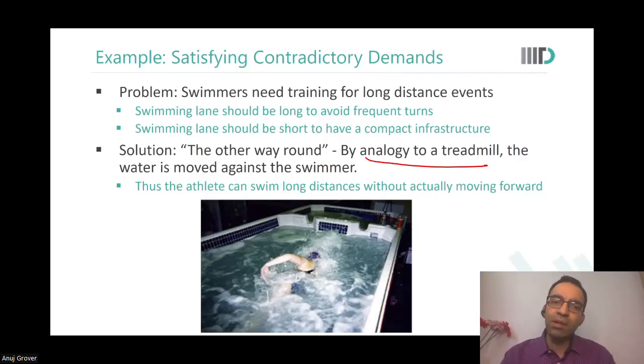So can we use the same analogy for swimmers? Yes, you could have a tread swim where the water flows. There is water which is flowing. So as you swim, you're not really physically moving, but the water is moving forward so that you get the same experience as if you were swimming long distances.